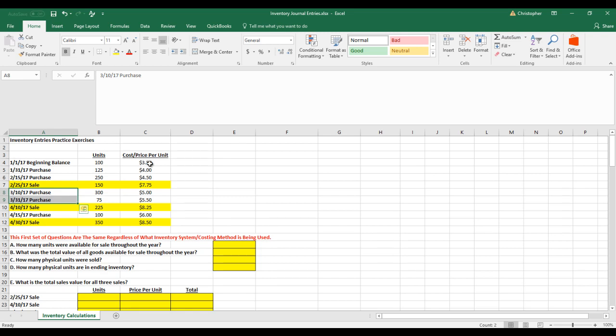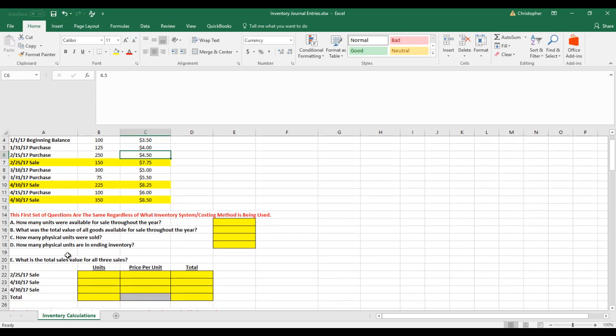As you can see, the cost per unit when we purchase them has been going up quite significantly, a little bit more than is realistic, but it'll prove a point as far as the difference in the methods. The sales price, just as a tip, has nothing to do with the cost. It's going to be significantly higher, otherwise the company wouldn't make a profit.